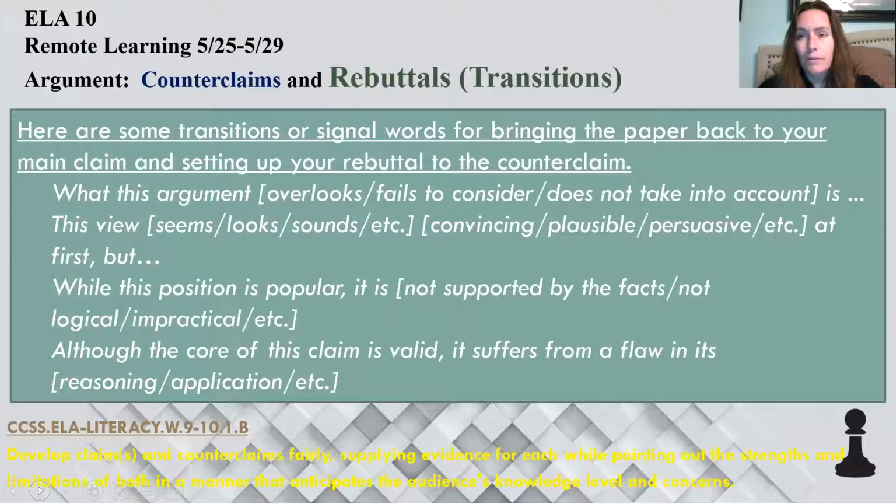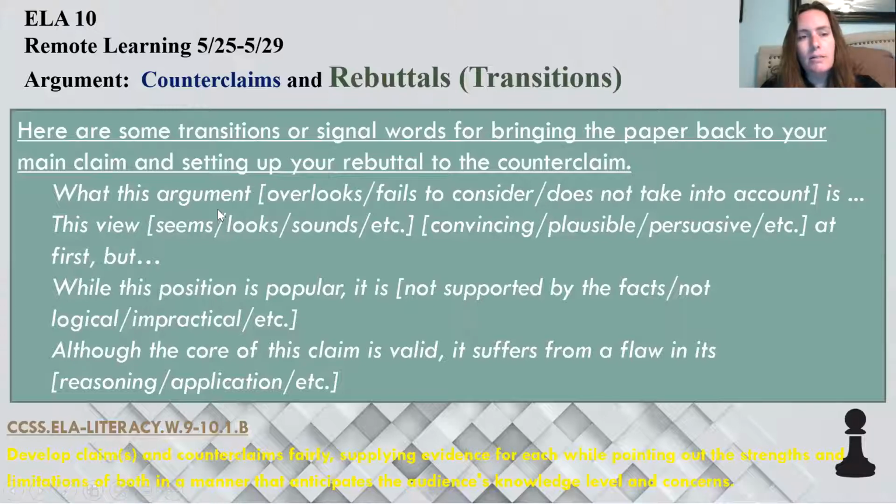It also is helpful to have transitions for our rebuttals. So here are some sentence starters. You may want to take a picture of this or come back to it later when you go to write your own paragraph. So it has the starting point. By the way, these bracketed areas give you a bunch of different phrases you could insert here. Like on this first one, I could pick one of those.